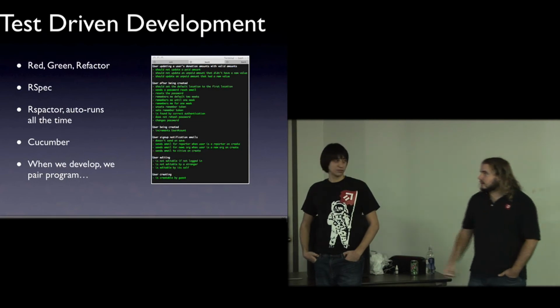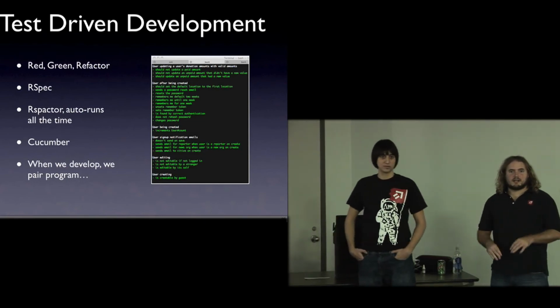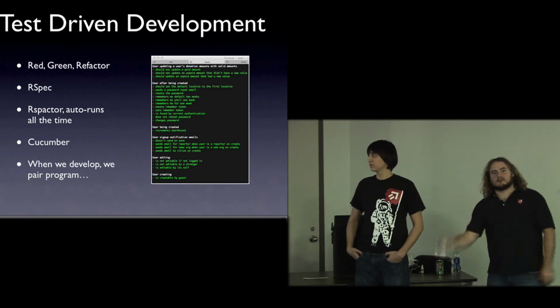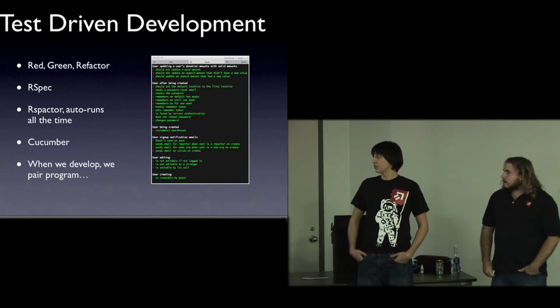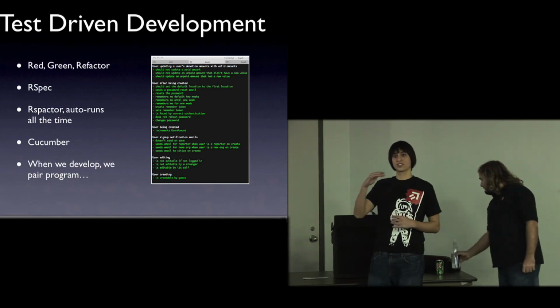So we do RSpec. RSpec is like autotest. Every time you change a line of code, it notices, and it will run the tests that apply to just that code. It doesn't rerun your whole test suite. It's just very focused. We use Cucumber for our integration tests, and these are the plain text stories that get written down.